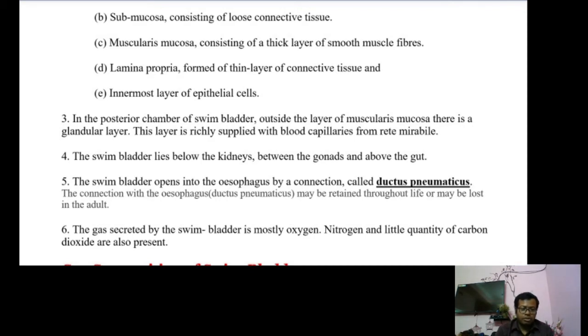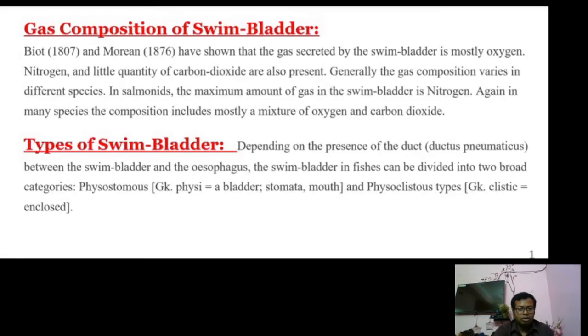The gas secreted by the swim bladder is mostly oxygen, nitrogen, and a little quantity of carbon dioxide is also present. So if a question comes as to what gas is present within the swim bladder, the answer is it is mostly oxygen, some nitrogen, and a little quantity of carbon dioxide. This is the gas composition. And who described that? Biot and Moreau.